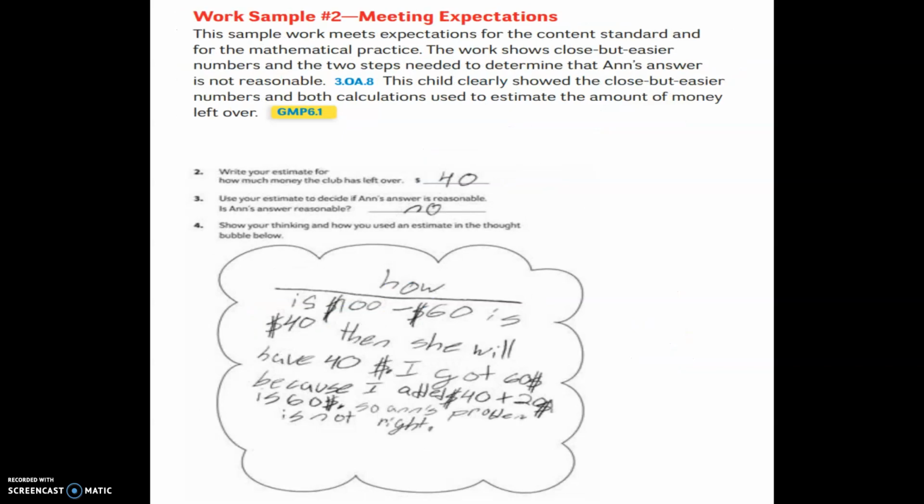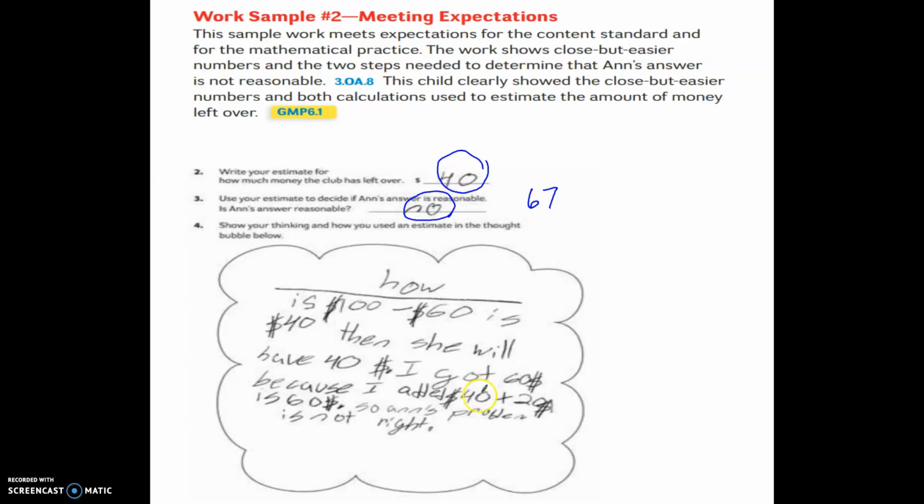Here's another one. Same problem. They're saying their estimate was $40 left over. They're saying Ann's answer is not reasonable because remember, Ann is saying they have $67 left over. Here's how they did it. Let's look at this. So they started with the $100 and they took away 60, and that's 40 because 100 minus 60 is 40. Then she will have 40 left. I got 60 because I added 40 plus 20 is 60. So Ann's problem is not right. I agree with the student that Ann's problem is not right.